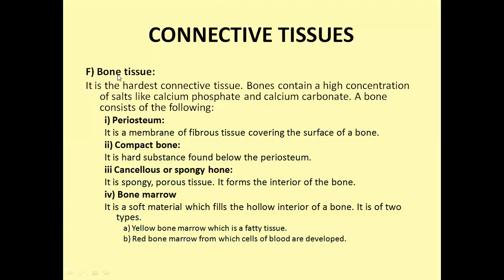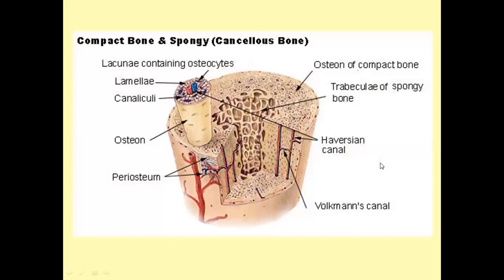Coming to the last thing, bone tissue. It is the hardest connective tissue and contains a high concentration of calcium phosphate and calcium carbonate. So it consists of periosteum, a fibrous membrane covering the surface of the bone. Compact bone is the hard substance found below the periosteum. Cancellous or spongy bone is porous and forms the interior of the bone. Bone marrow is a soft material, which consists of yellow bone marrow, which is fat tissue, and red bone marrow from which the blood cells develop.